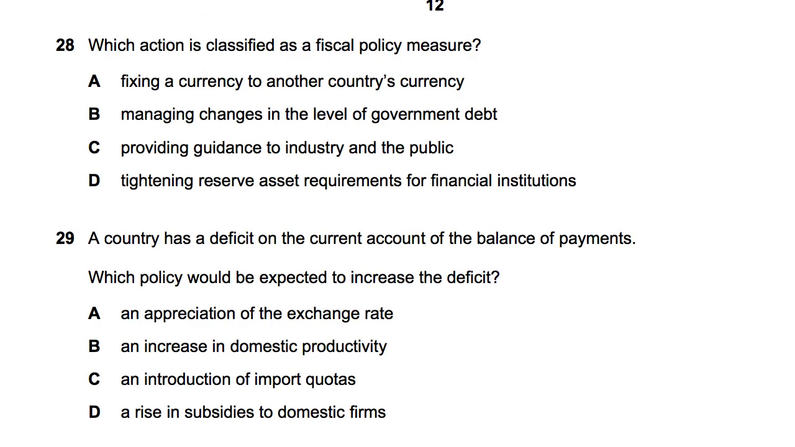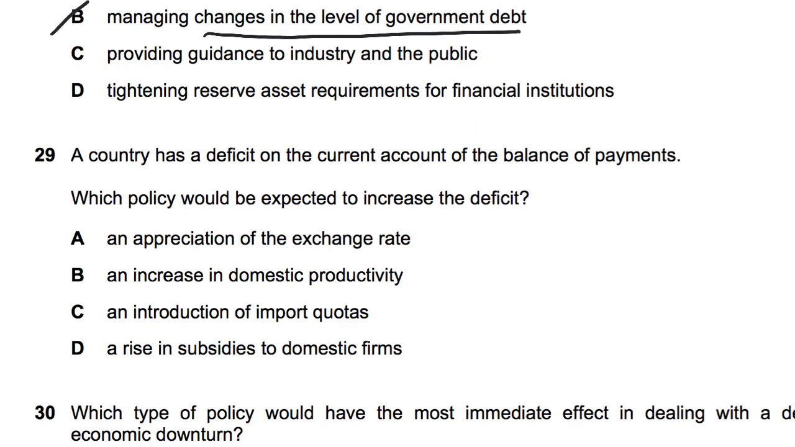In question 28, it says, which action is classified as a fiscal policy measure? Well, a fiscal policy measure is simply when the government is changing either G or T. So B is the right answer, which is managing changes in the level of government debt. Because if the government is changing debt, then this means they're changing their spending. The government spending will change. Also, taxation can also have an implication, because if you are changing the level of government debt, you might need to tax more or tax less.